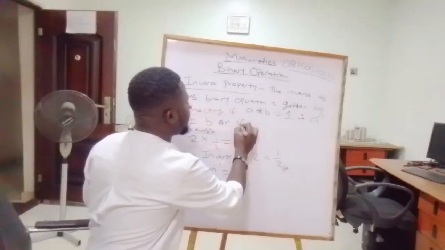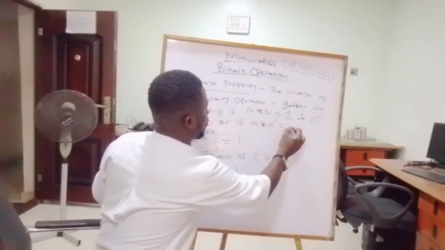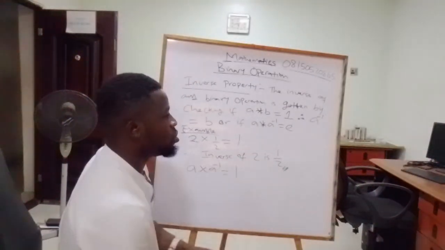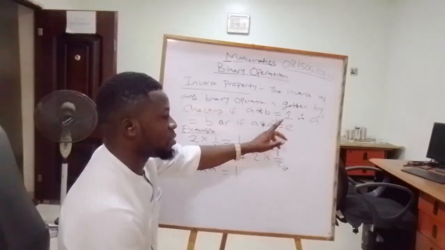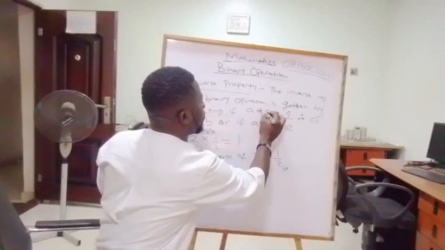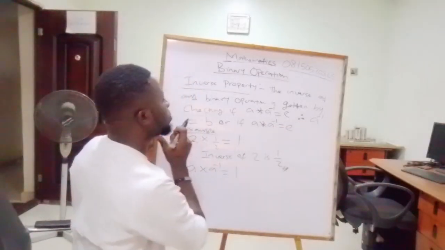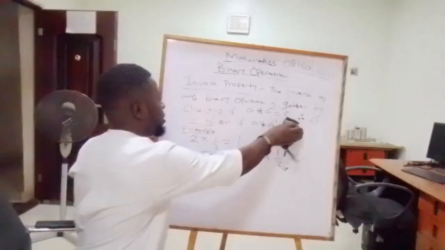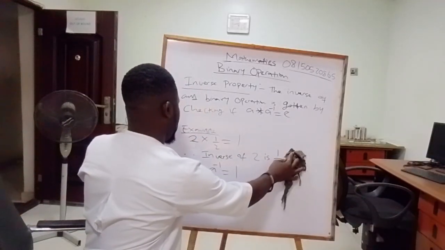Or better still, if A operation A inverse is equal to E, remember E equals the identity element. This is actually the right one that we should be using. I think this will give you the best. A operation A inverse will be equal to E. Let's use it that way. I think that's better.